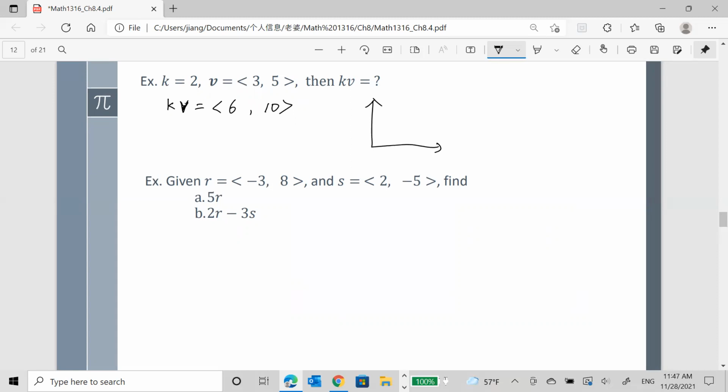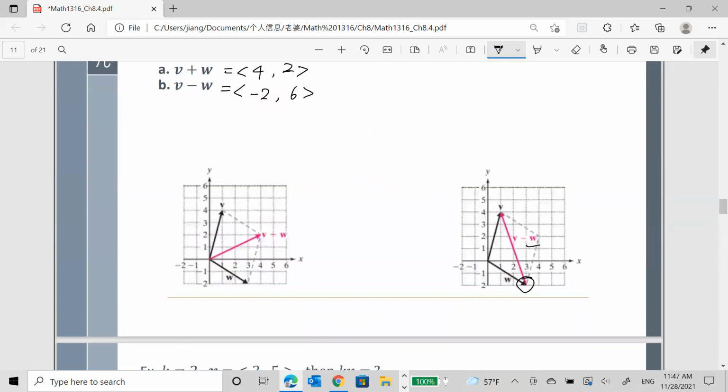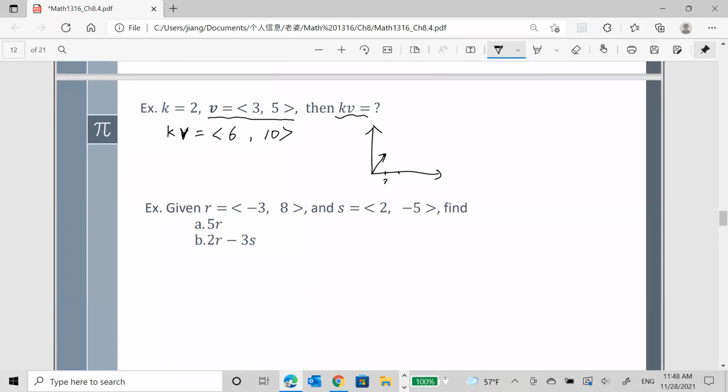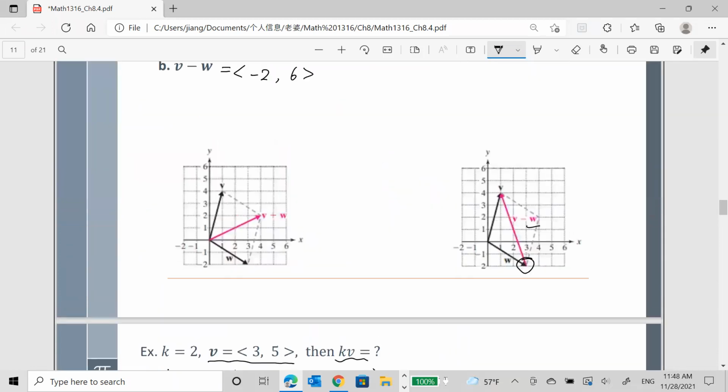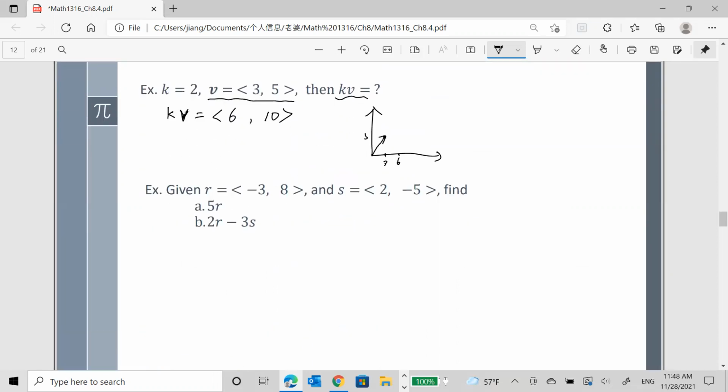So let's sketch it in standard position. For V, the question gave us (3, 5). So make it smaller, 3 and 5. The vector goes from the initial point to this point, (3, 5). And then K times V becomes (6, 10). So 6, because this is 3, so I can say this is 6. This is 3, this is 6, this is 5, this is 10.